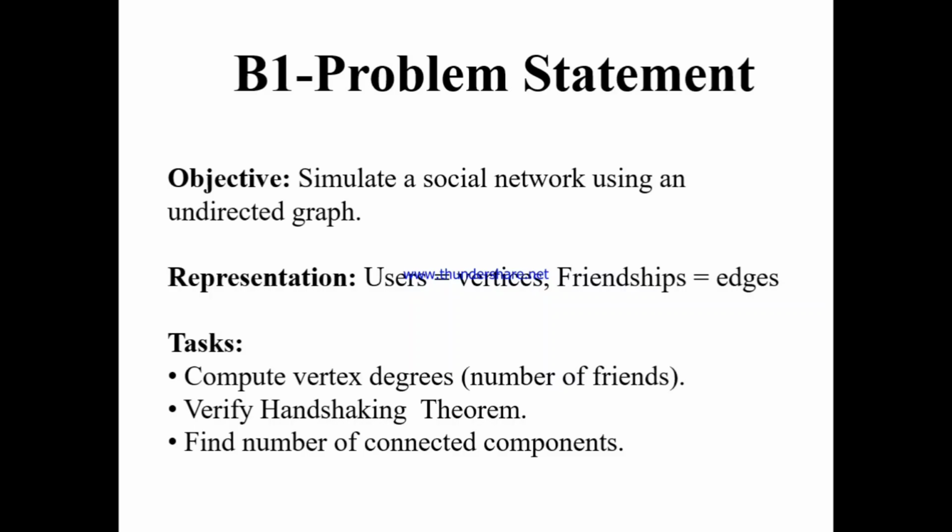The tasks were to compute vertex degrees, or the number of friends per user; verify the handshaking theorem, which states that the sum of degrees of all vertices equals twice the number of edges; and finally, determine the number of connected components in the graph.